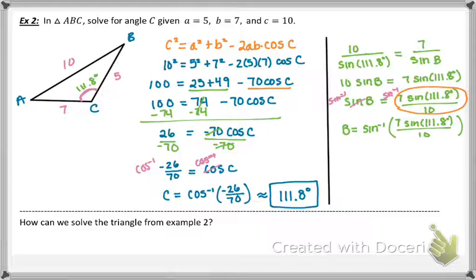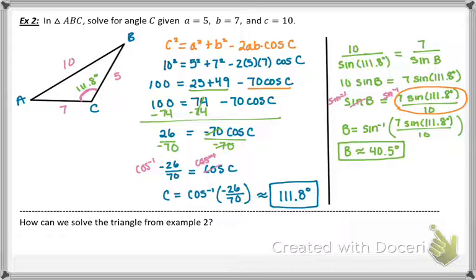Okay, and again, I try not to round until the very end, just to avoid any numbers being a little bit off. But if you are going to round in the middle, round to at least 4 places after the decimal, just to be more exact. And that's going to give me the measure of angle B as roughly 40.5 degrees. That would be the measure of angle B.